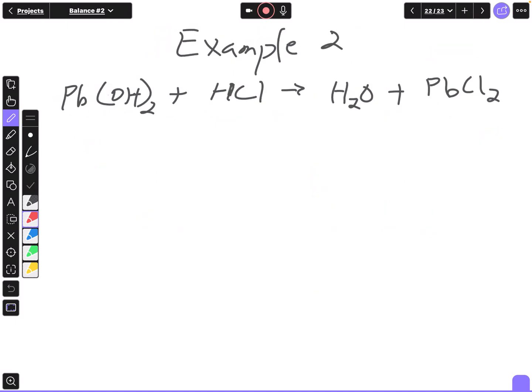Alright, next example is a little bit harder example. So we're getting into some with polyatomic ions. So I'm going to first identify what type of reaction this is. If I notice I got two reactants, two products, they are all compounds. I got compound plus compound produces compound plus compound. That can only be a double replacement.